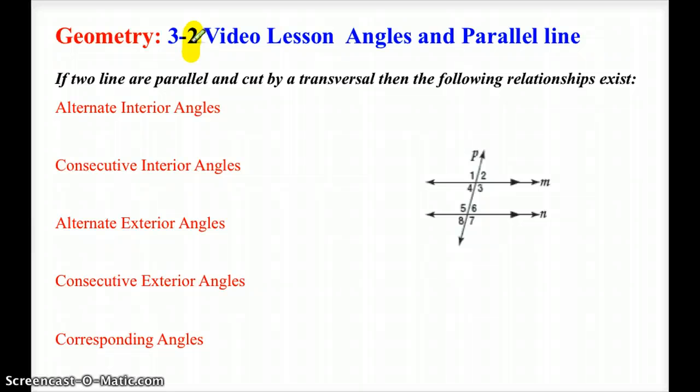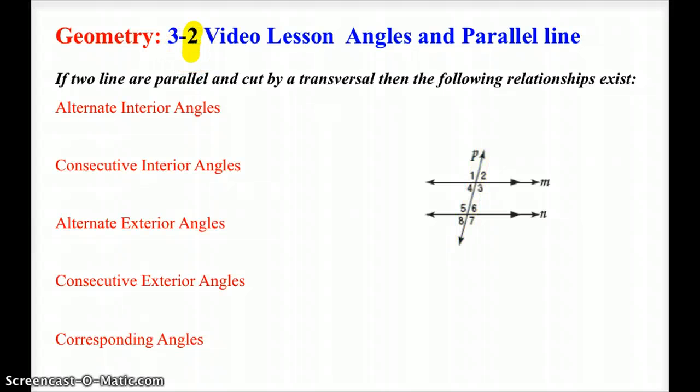We learned these special angle pair names in section 3-1. We learned alternate interior angles, consecutive interior angles, alternate exterior angles, consecutive exterior angles, and corresponding angles. We learned where those exist when we have two lines crossed by a transversal. And let's quickly review. In my picture here, P is my transversal because it is crossing over M and N.